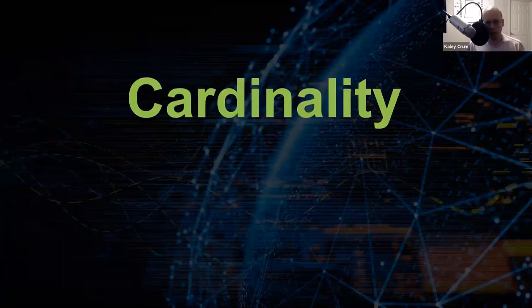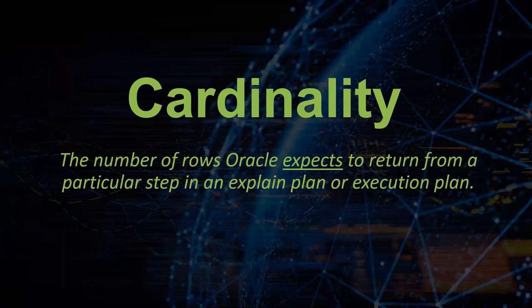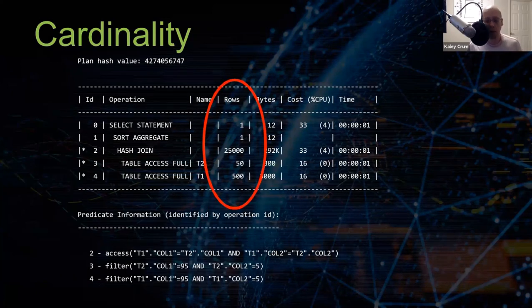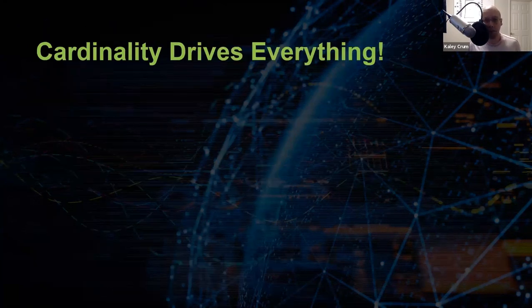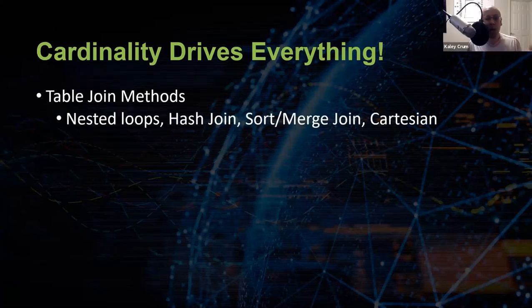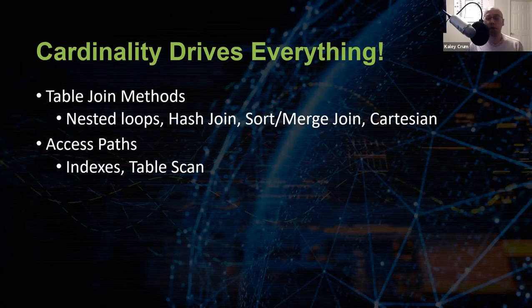So let's talk about cardinality for just a second. Cardinality is the number of rows that Oracle expects to return from a particular step in an explain plan or an execution plan. So whenever you're looking at a plan, you've got a column called rows. That's what we're talking about when we say cardinality in this case. Cardinality drives everything about your plan. It drives your table join methods, whether you're going to be using nested loops, hash joins, sort merge joins, merge join Cartesians. It drives your access paths, whether you're going to be using indexes, how you're going to be using those indexes, and if you're going to be doing a full table scan and avoiding indexes entirely.